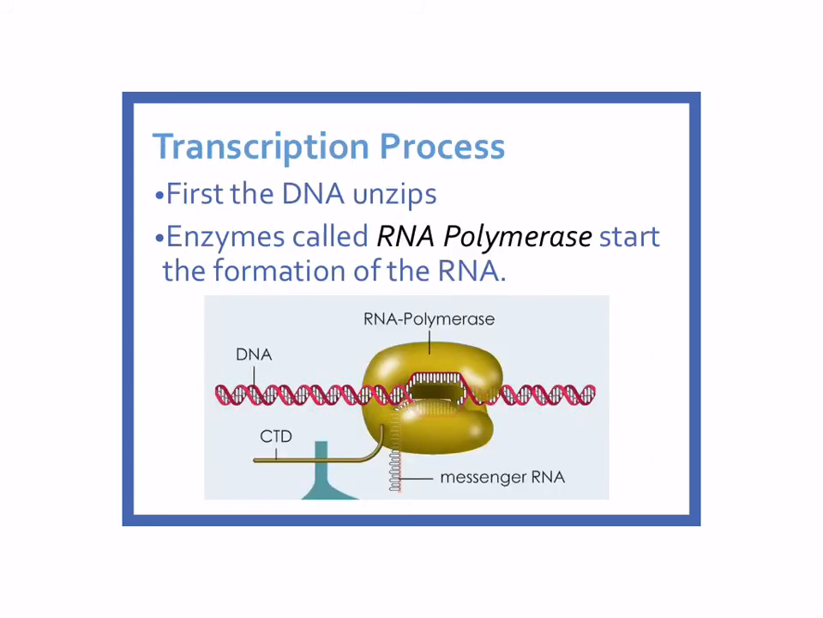So let's talk about the transcription process. The first step is that the DNA has to open up to be copied. It's unzipping. We use the word unzip because it kind of looks like a zipper when it opens. But basically, there are enzymes that come and open up the DNA so that the base pairs are no longer paired up together. Then a special enzyme called RNA polymerase is going to start formation of the RNA. So you can see here, the RNA polymerase enzyme has come and opened up the DNA, and it's going to start making a copy onto here, the messenger RNA.